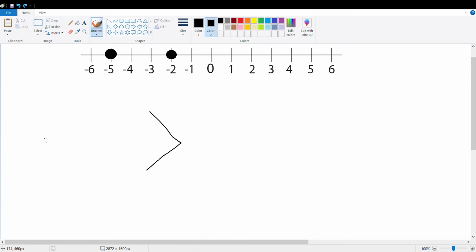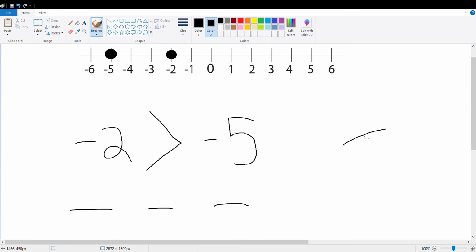So if we put negative 2 is greater than negative 5, we would read this equation from left to right just like we read regular words inside of a book or a page. So negative 2 is greater than negative 5. And in this case, this situation would be true because negative 2 is greater than negative 5, because it is further right on the number line.